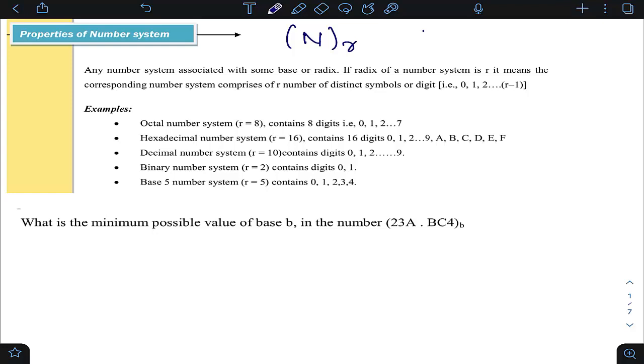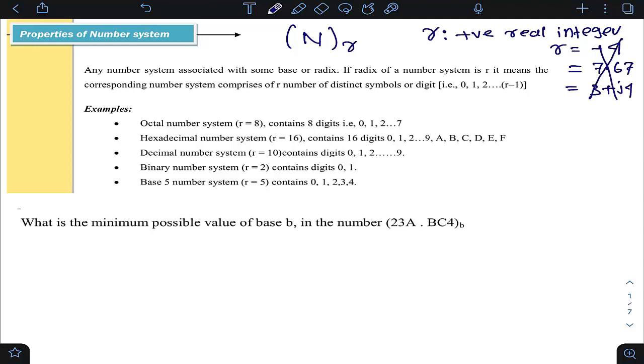Remember, this base or radix r is always a positive real integer. It is always a positive real integer. In other words, r cannot be a negative number like -4. r cannot be a fractional quantity, let's say 7.67 or something like that. Or r cannot be a complex number, let's say 3 plus j4 or something like that. So these are not valid values of r. Okay, r is always a positive real integer.